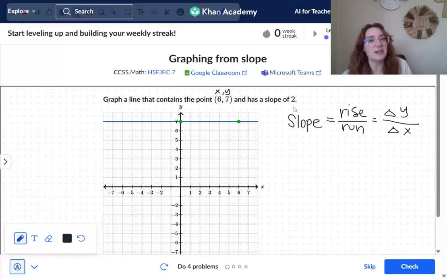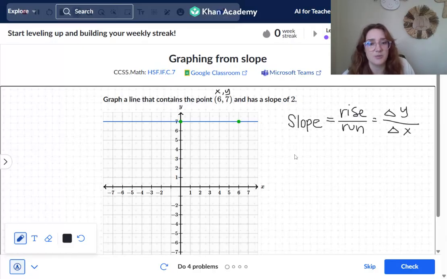So they're telling us the slope is just 2. It's not a fraction. It'd be really nice if it was a fraction, because then there's the rise, the numerator, and the denominator would be the run. But alas, they don't give us that. So we have to think, how could we make this into a fraction? Because if it was a fraction, we would be golden.